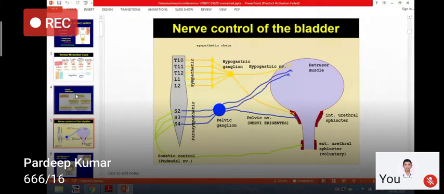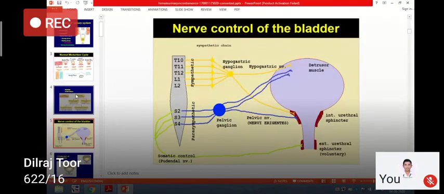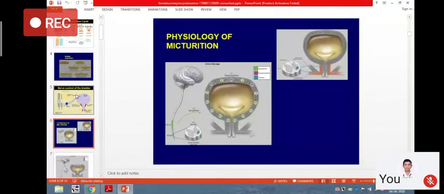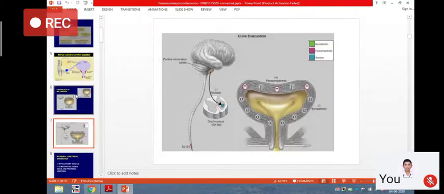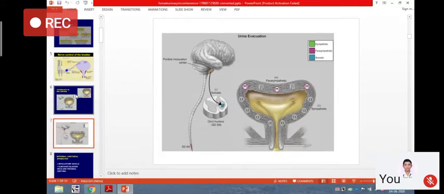And somatic control, which is innervated by the pudendal nerve, acts on the external urethral sphincter, and that is voluntary. So this has been shown in the nervous system, which I have already told you. It has been shown where the alpha receptors are mainly present in the urethra. Parasympathetic has a stimulating effect on the detrusor. Sympathetic has a negative effect, that is, it will cause relaxation of the detrusor muscle.